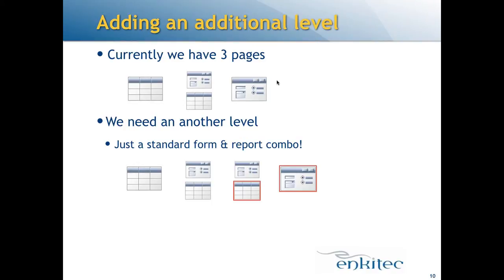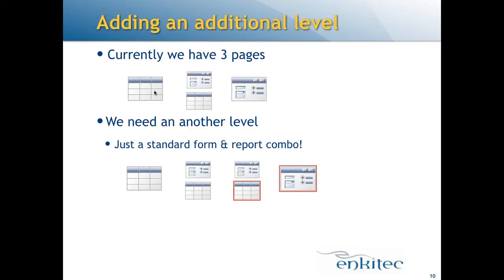Let's take a look at what we need to do to add the next level. So currently we have 3 pages. We have the master report on page 2. We have a master form as well as a detail report. And on page 3 we have our detail form.